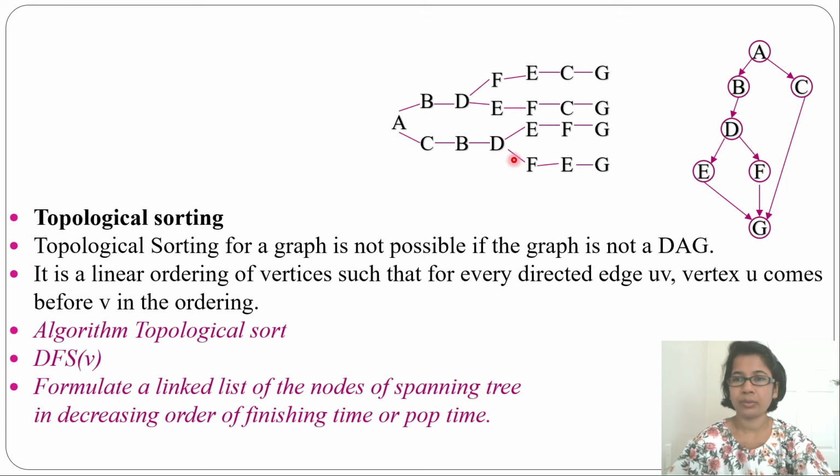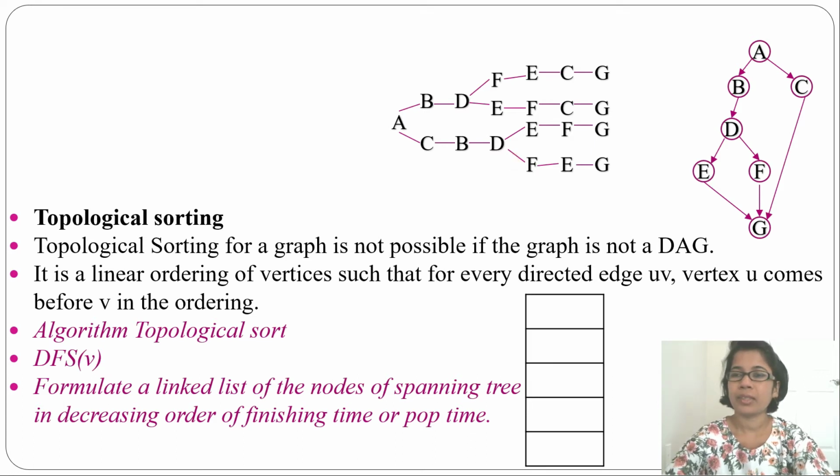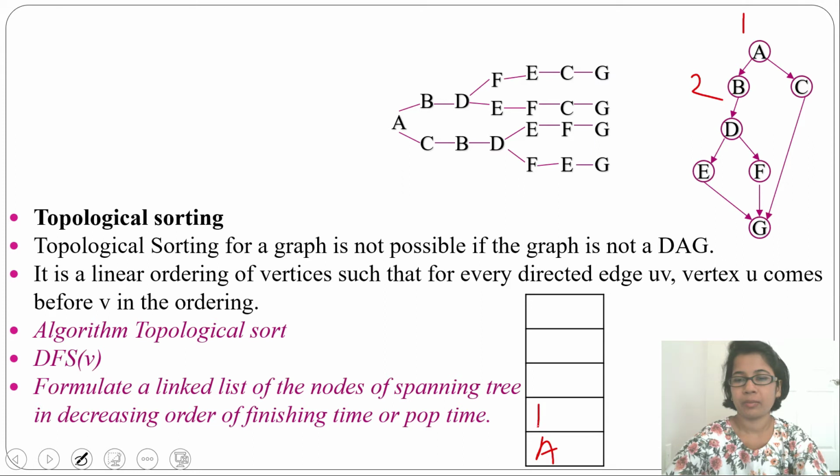So let me go through DFS. I'll start from vertex A. I'll write 1 here, that is the discovery or push time. I'll push A onto the stack. Then I'll start with B. I'll write 2 here and push B onto the stack. Then I'll write 3 and push D onto the stack. Then 4, I'll push E onto the stack. Now you can see G doesn't have an adjacent left. All adjacent of G are visited. So we'll pop G.